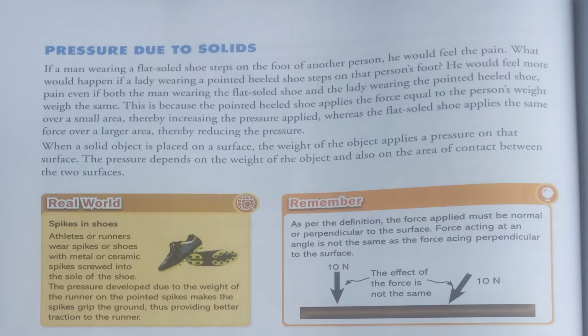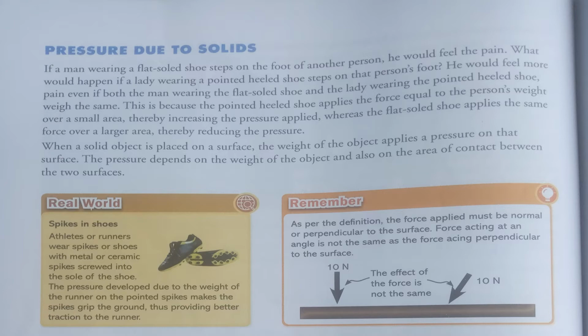Let's start our chapter, pressure. As I already gave you the concept about pressure, we have come to know that pressure is the force per unit area. This means that the pressure a solid object exerts on another solid surface is its weight in newtons divided by its area in square meters. So pressure means force divided by area.